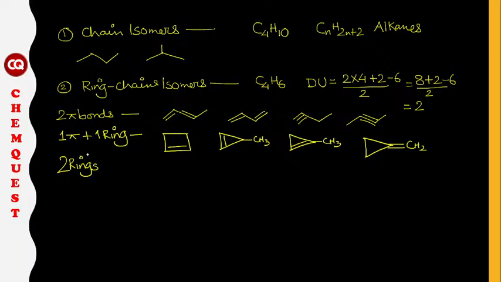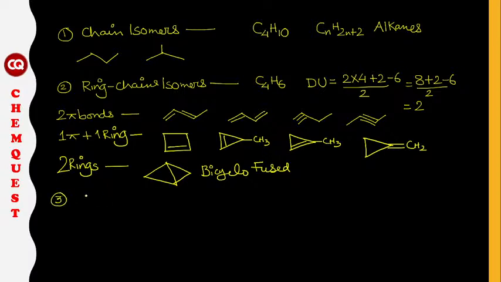Now the last one, 2 rings. 2 rings means 2 value, so you have to complete all the options. 2 rings with a bicyclo fused compound: bicyclo[1.1.0]butane, a bicyclo fused system. Then 4 open chain, 4 cyclic and 1 bicyclo compound.